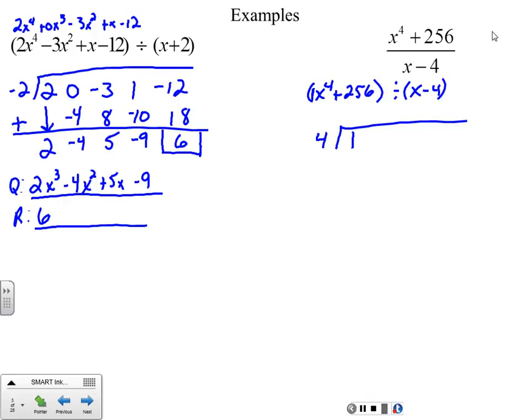Then what? 0 is going to be x to the third. Next 0 is going to be x squared. Next 0 is going to be x. And then you have your 256. Good. So you have x to the fourth, 0x to the third, 0x squared, 0x, plus your 256.